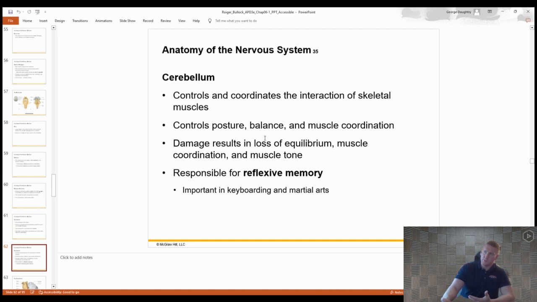What does the cerebellum do? The cerebellum is where we're going to get a lot of our motor reflexes. Okay. Not auditory reflexes, not visual reflexes. These are more so our motor reflexes. So skeletal muscle coordination, balance, posture, equilibrium, and just general reflexes depending on motor sensory input. The majority of that is going to pass through our cerebellum.